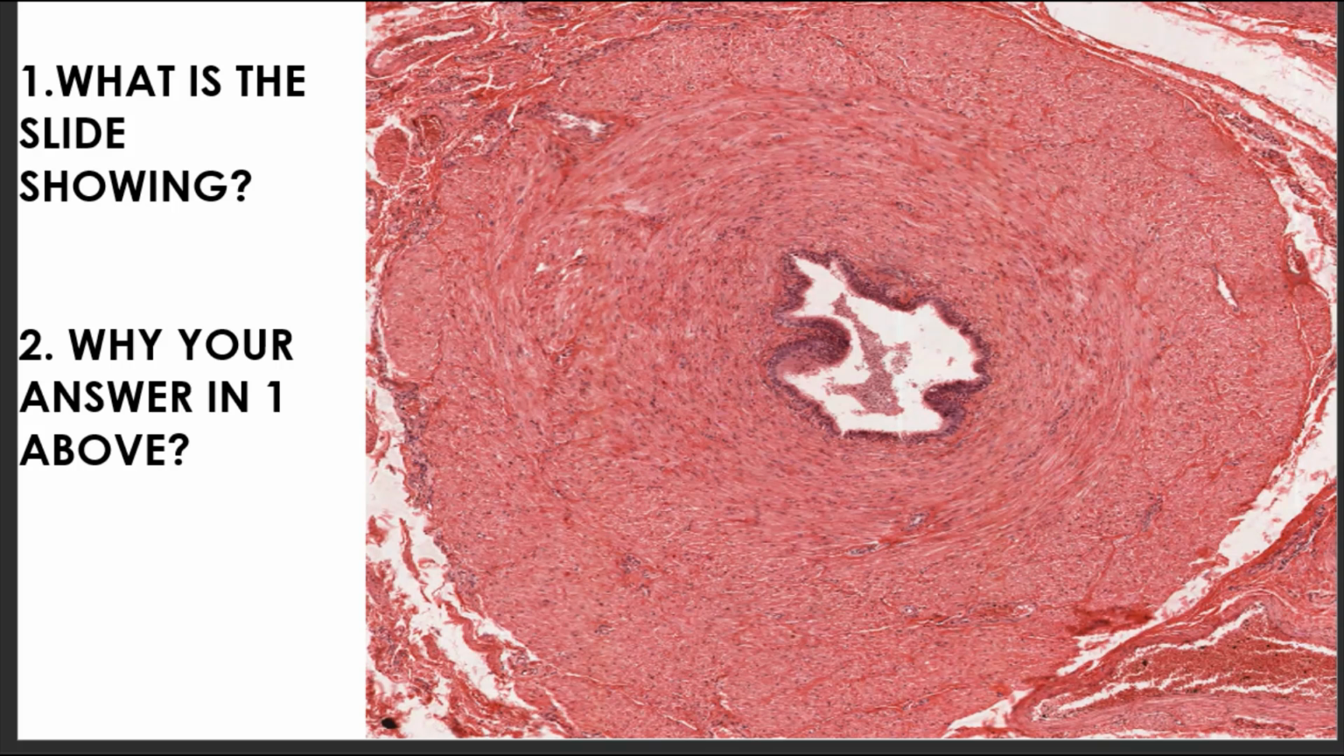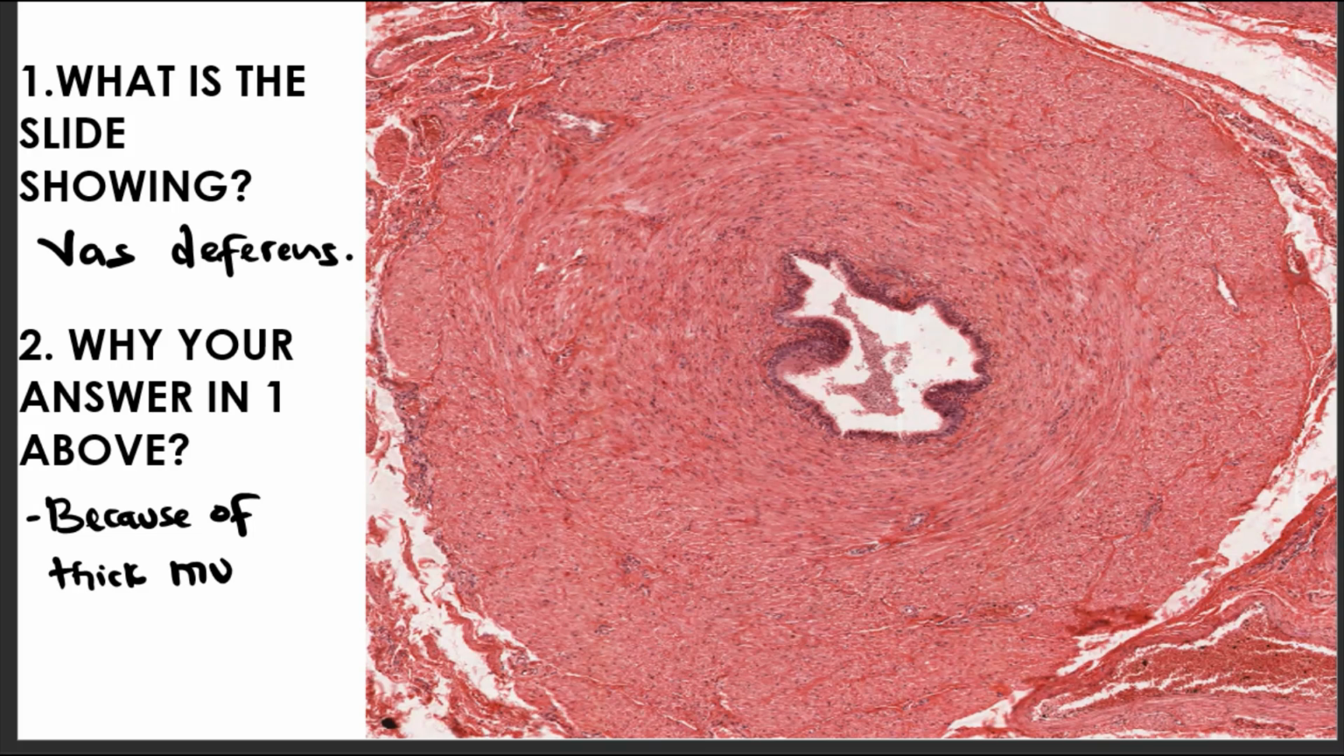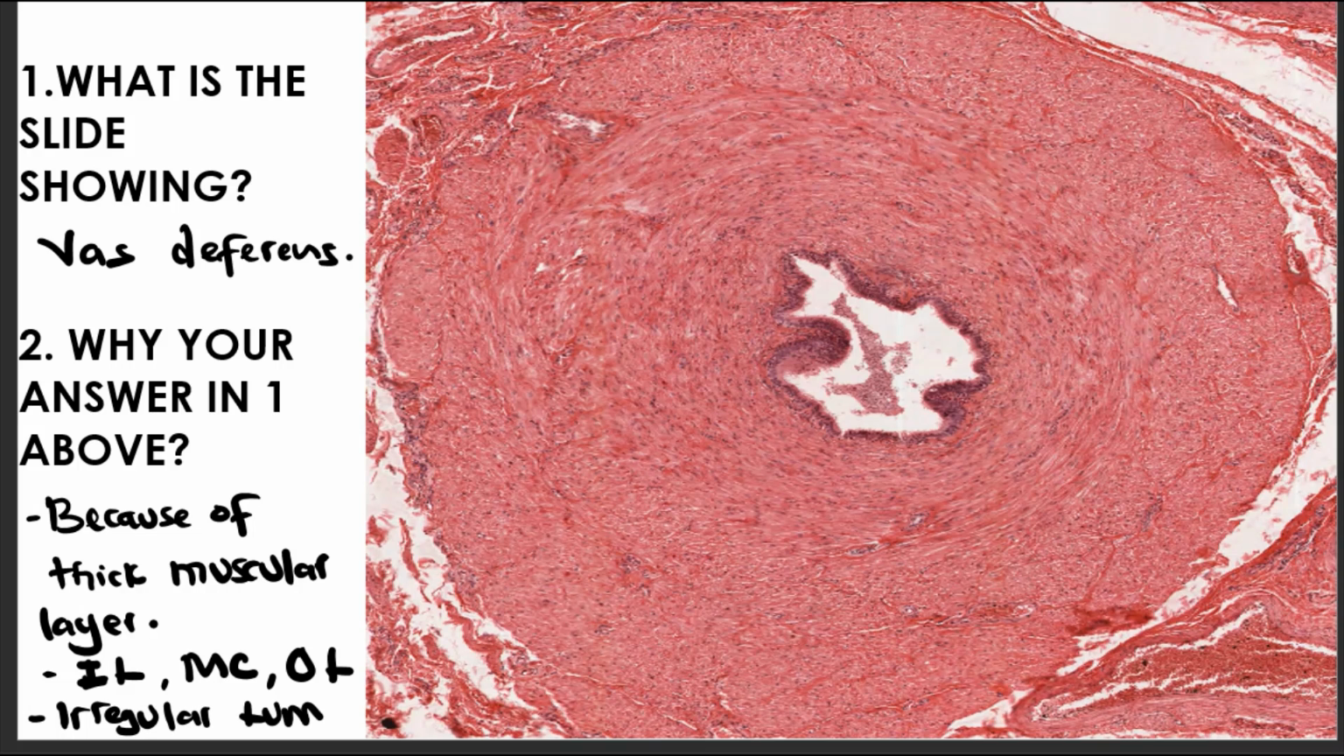What is the slide showing? This slide here is the vast difference. Why do I say it is the vast difference? Because of the thick muscular layer. It has the inner longitudinal muscle, and then in the middle you have a circular muscle, and then outer longitudinal muscle. And then the lumen also is irregular. So irregular lumen is the other reason.